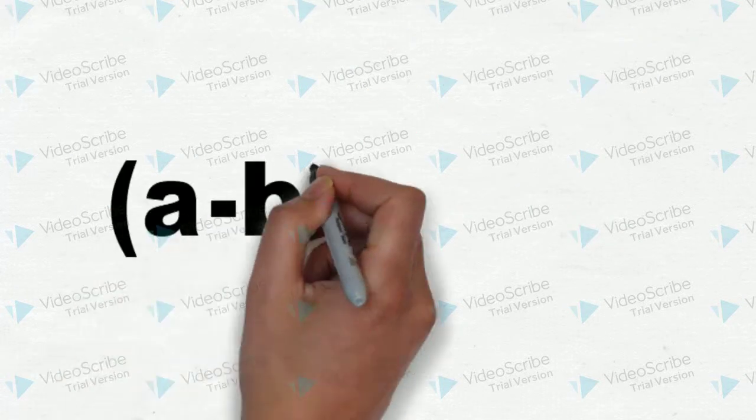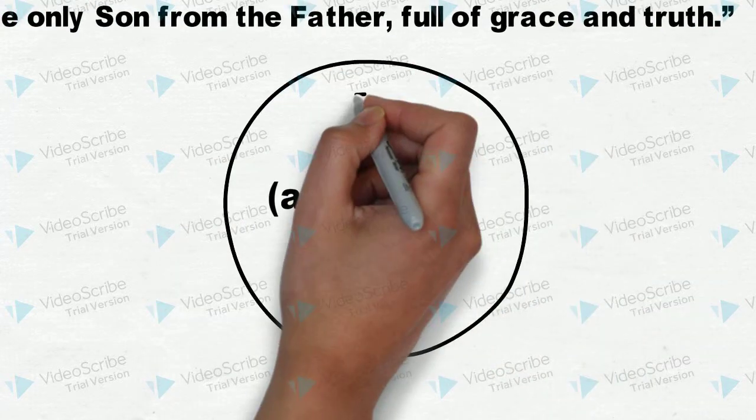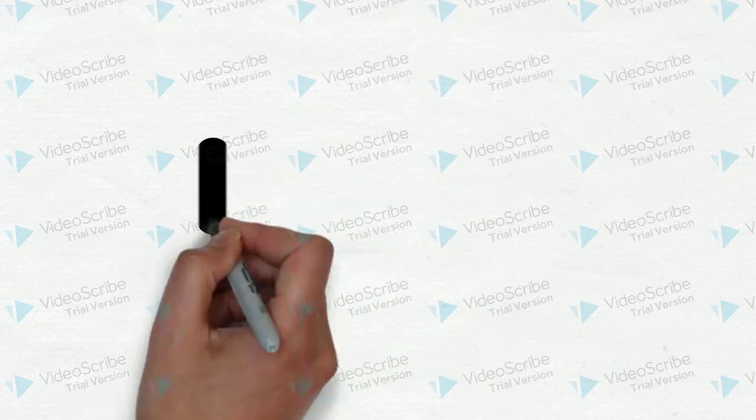Yet mathematically this proof actually fails, because when we cancel a minus b, we are dividing by 0, because a minus b equals 0, and this is the difference between logic and the supernatural.